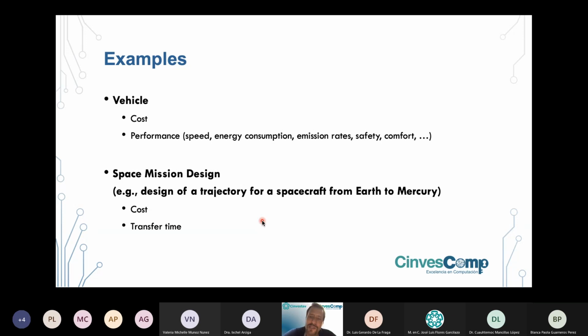But I put these two examples on purpose because with the vehicles, you have an idea what you get. If you have 10,000 pesos, you will not go to Porsche and say, hey, what do you have? Right? But space mission design is something where you have no idea what to expect. So if a trajectory should fly from Earth to Mercury, does it cost 10,000 pesos? Does it cost 10 million pesos? Does it cost 100 million pesos? Well, at least I have no idea.